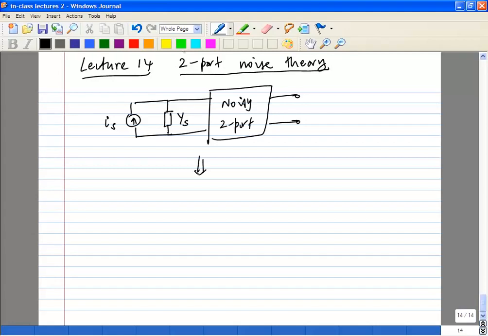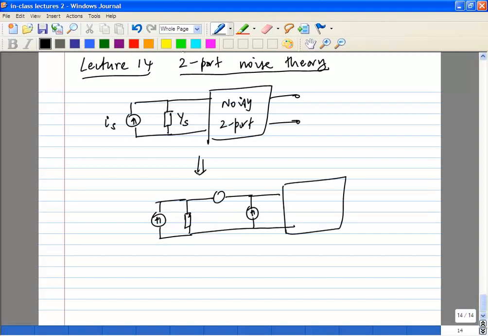So you can show that in general this can be written, so what you can do is you can extract two noise parameters from the two-port, okay, to represent the noise of the two-port at its input. Okay, one is a noise voltage, other is a noise current, and this two-port is noiseless.